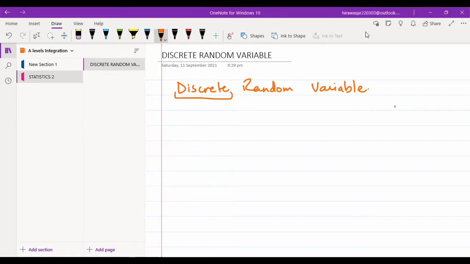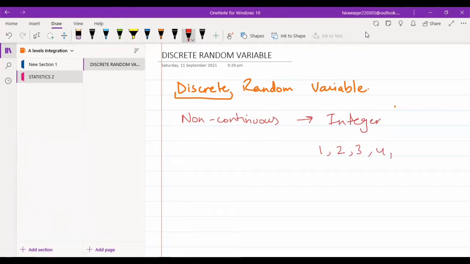Today in this video we are going to discuss the topic discrete random variable. Discrete means non-continuous. It means that our number is non-continuous. You can say with the example that it does not contain any infinite value. It means that we have some kind of integer values like 1, 2, 3, 4 and so on.